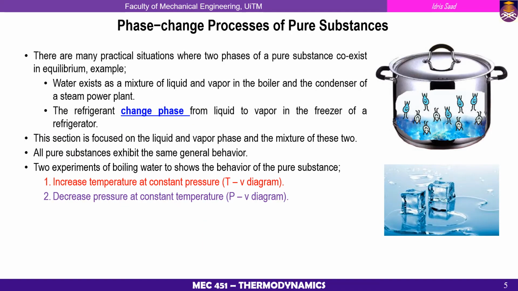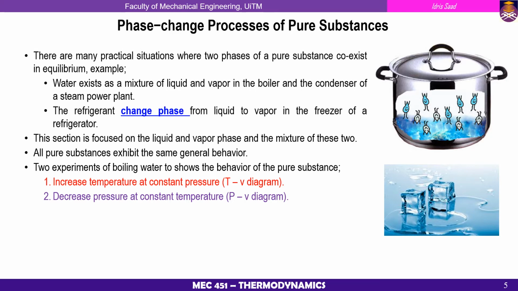From the previous slide, we just learned about the three principal phases of a pure substance, which are solid, liquid, and gas. However, there are many practical situations where two phases of a pure substance coexist in equilibrium. For example, water exists as a mixture of liquid and vapor in the boiler and the condenser of a steam power plant. Another example is the refrigerant changing phase from liquid to vapor in the freezer of a refrigerator. Actually, thermodynamic study is interested in the substance existing in these two phases, which are liquid and vapor.